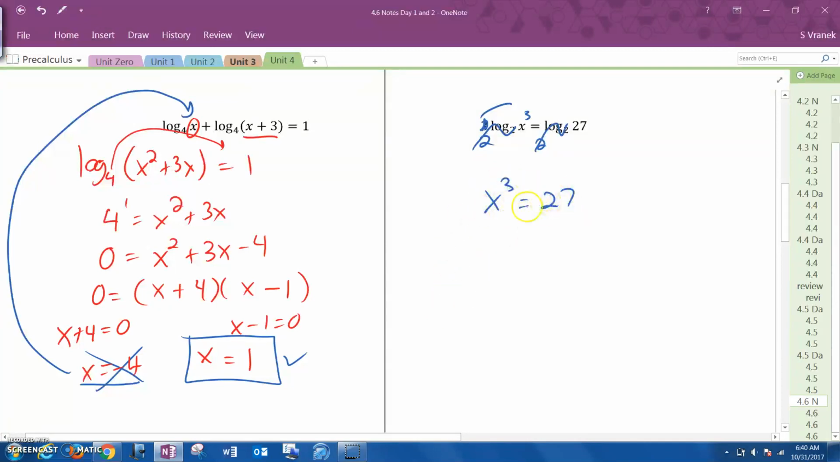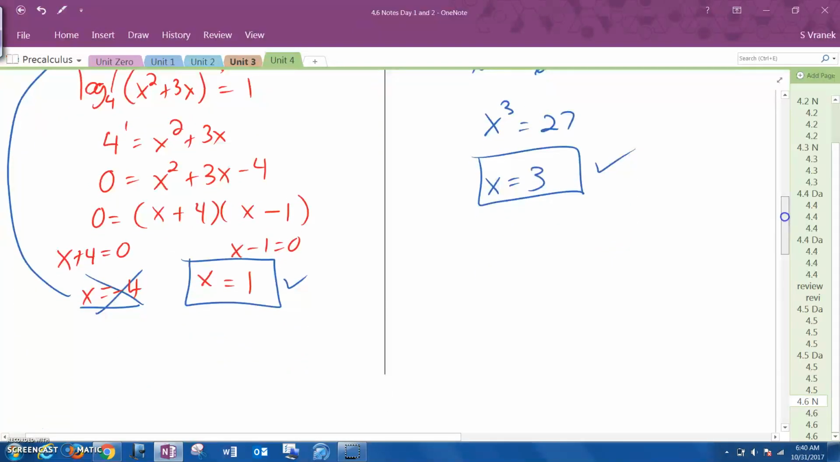And you guys should know that what cubed is 27? That would be just 3. And then 3 works in there because it's positive. So that's how you solve log equations. Either condense and then rewrite it, or condense and cancel logs.